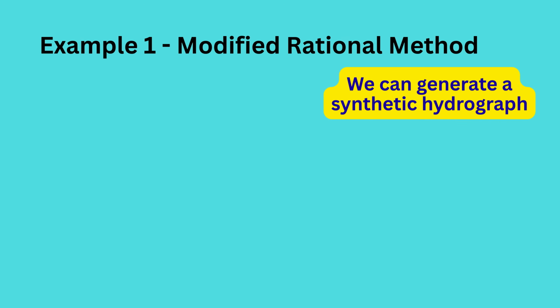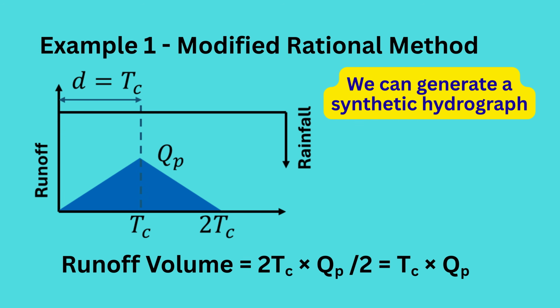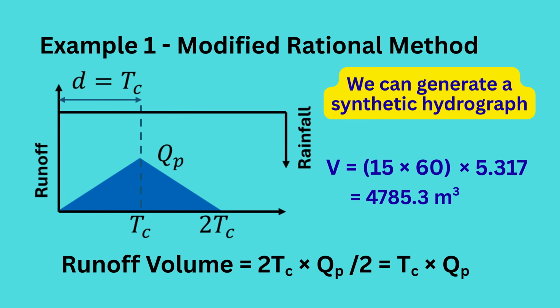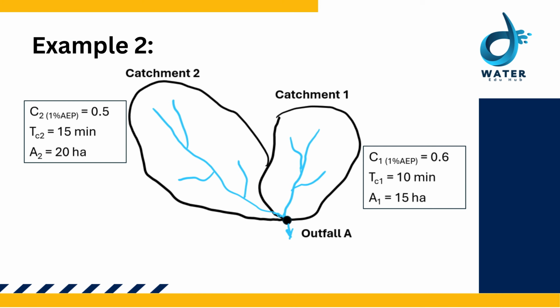If you want to extend this to the modified rational method, the synthetic triangular hydrograph will be like this. We can also estimate the runoff volume by calculating the area under this synthetic hydrograph. The volume will be 15 times 60, converting minutes to seconds, multiplied by 5.317, our Q peak, which will give us 4,785.3 cubic meter.